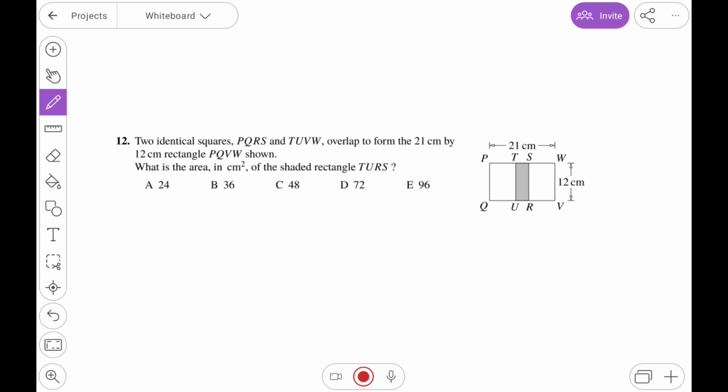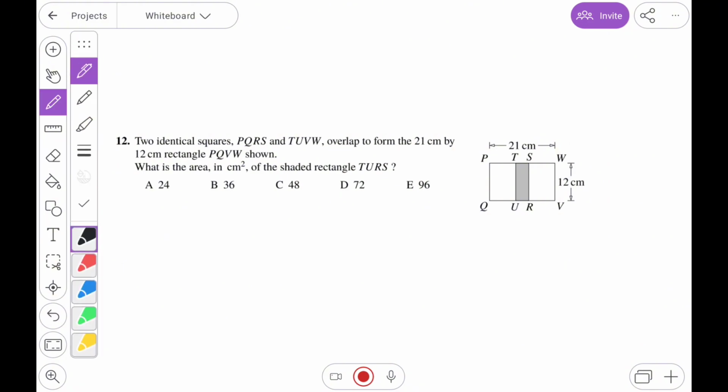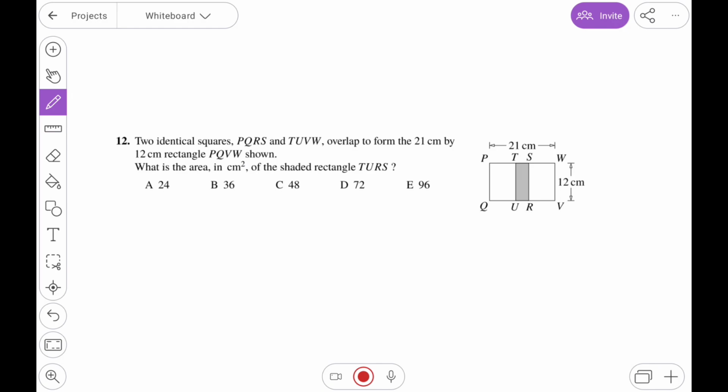Question 12. 2 identical squares, PQRS and TUVW, overlap to form the 21 cm by 12 cm rectangle, PQVW shown. What is the area in centimeters squared of the shaded rectangle TURS? Note, I can't actually draw on the diagram, so I will write outside of the diagram, but you guys have to pay very close attention because I can't just draw what I'm saying.